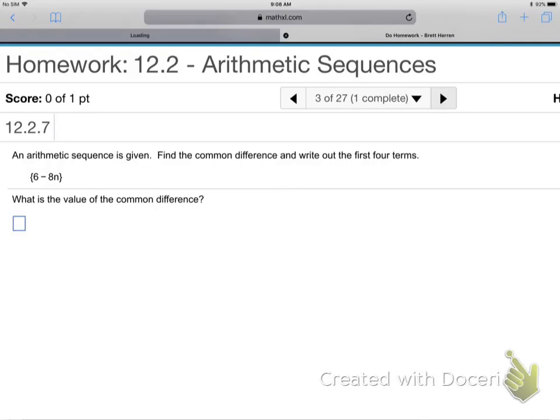All right. So 6 minus 8n. So n equals 1, n equals 2, n equals 3. So go ahead and plug into that formula, 1, 2, and 3. Find the first 3 terms. And then find the common difference from term to term. Give you a second.